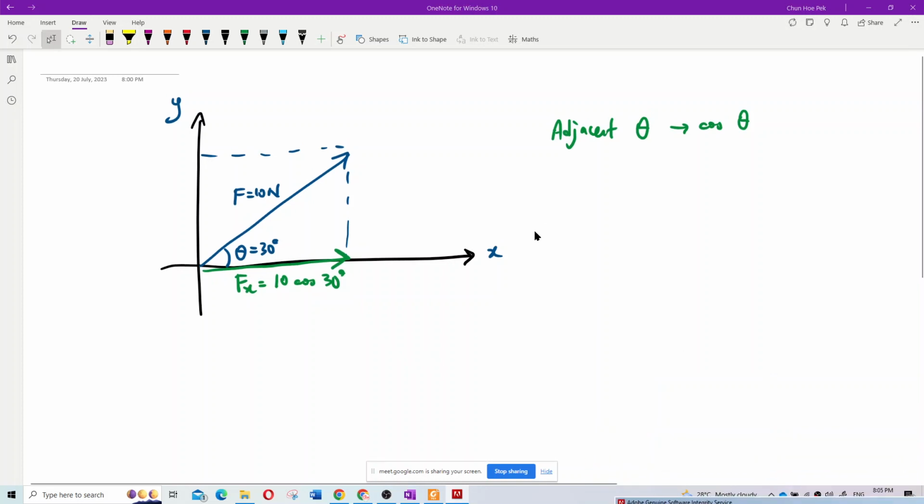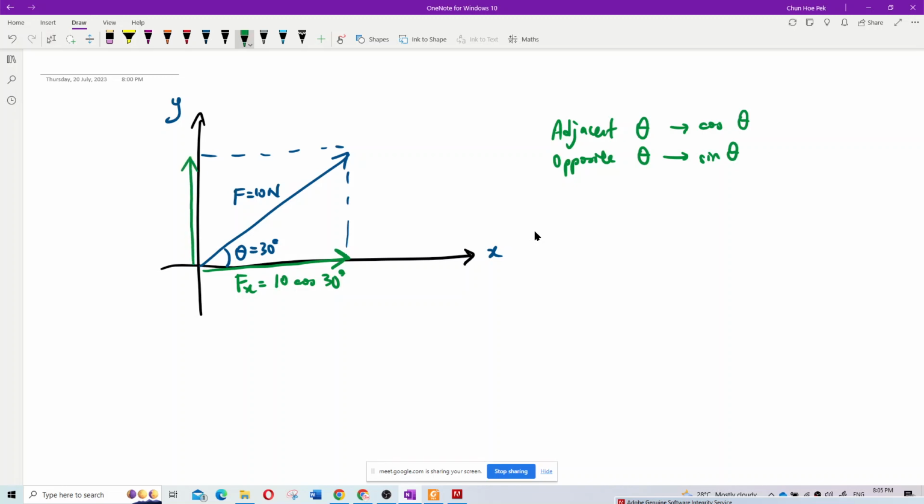If we have the component opposite to the angle, we use sine theta. For example, we have another component here, the y component. This Fy is actually opposite to the angle, because you can put the Fy over here. So for the opposite one we use sine theta. This one is 10 sine 30 degrees.